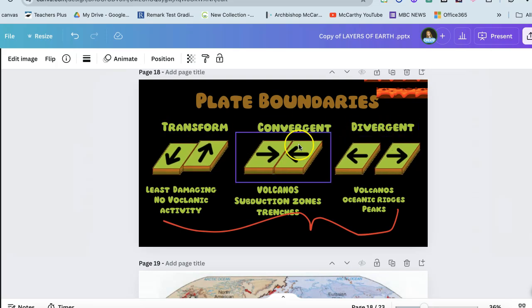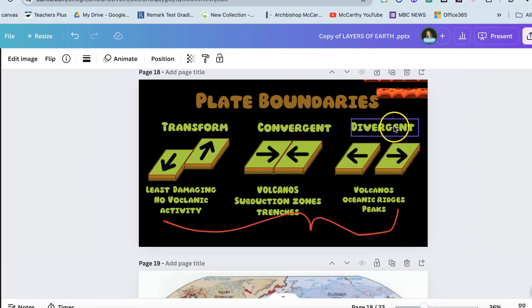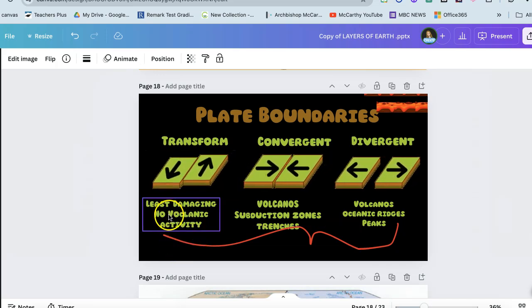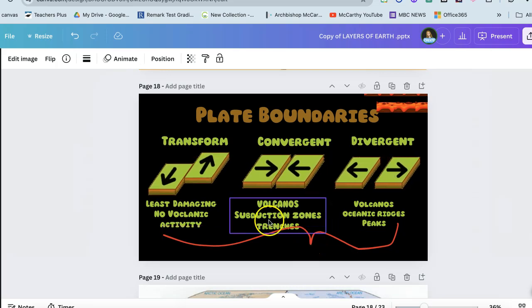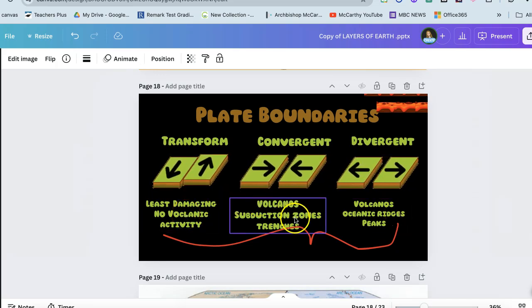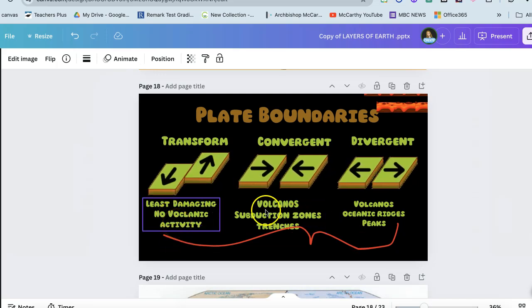There are 3 ways plates shift: transform, convergent, divergent. When plates shift in opposite but parallel directions, which is transform faults, there's no volcanic activity. They're the least damaging. All three of these cause earthquakes. So with tectonic plates, any shift will lead to earthquakes. This would be the least damaging, and this one would have no volcanic activity.